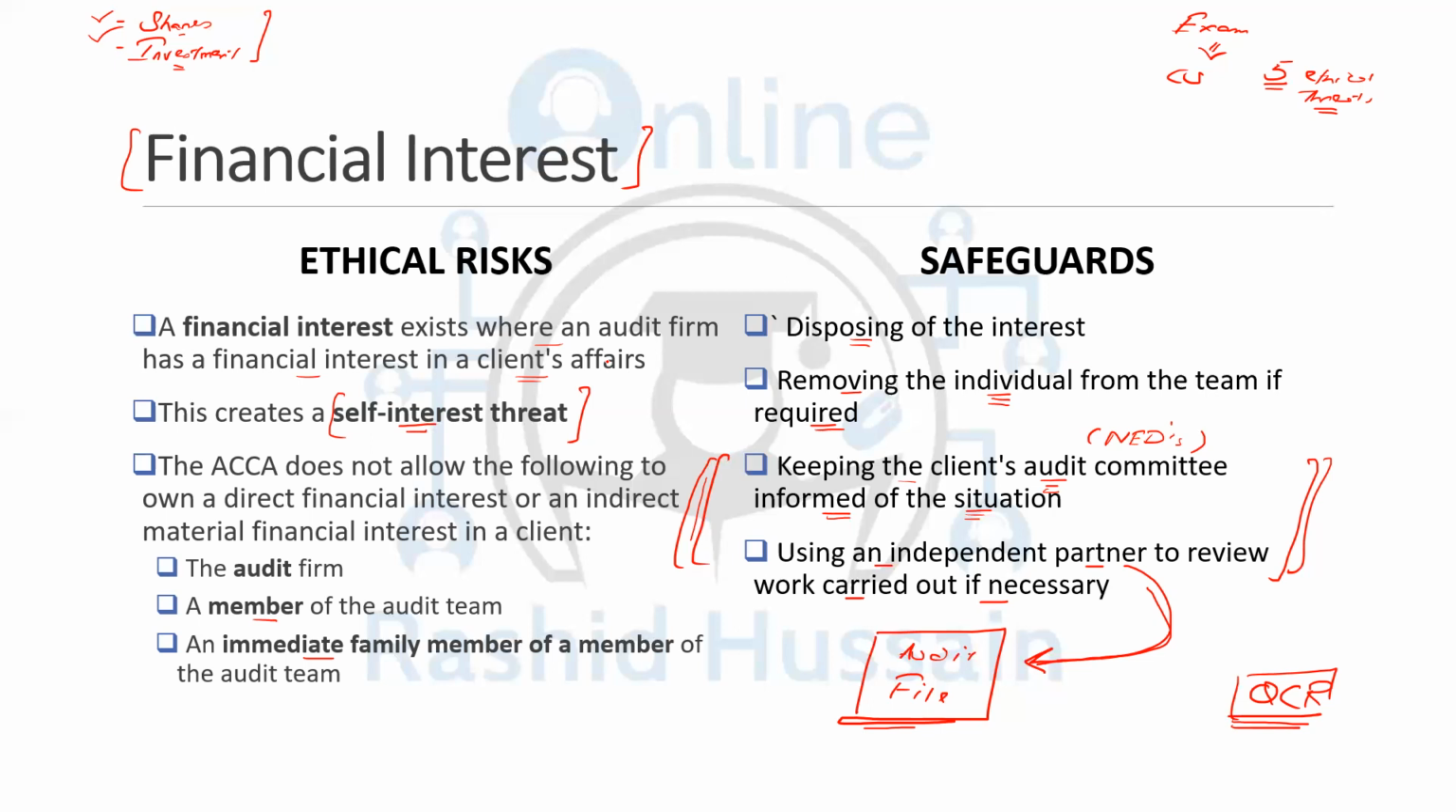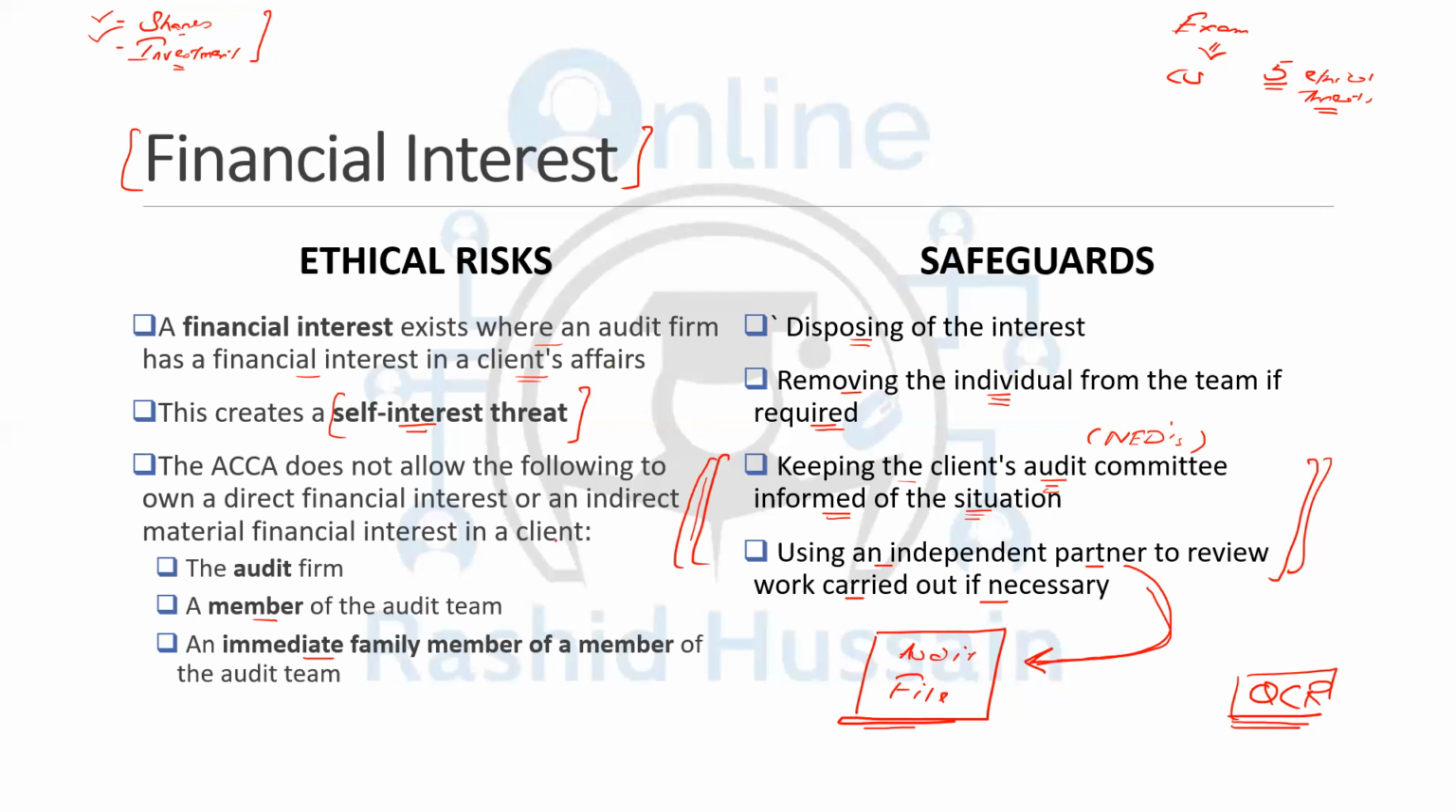Explanation is actually the explanation of the ethical threat, how this is a self-interest threat. So the independence of the audit firm or the auditor may be compromised by the fear of having financial losses if the share price drops. So this is the explanation. You can write the same thing in your own words. You can change the words, but keep the same flavor: that independence of the firm or the auditor may be compromised just because they're concerned regarding their own financial losses.